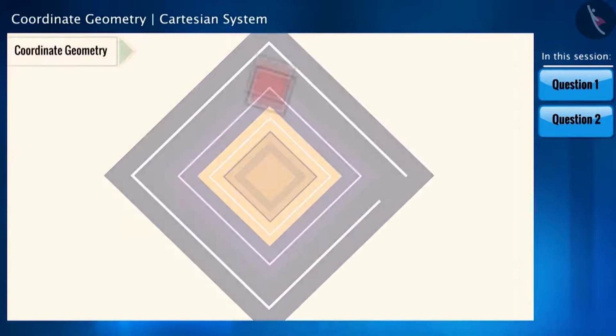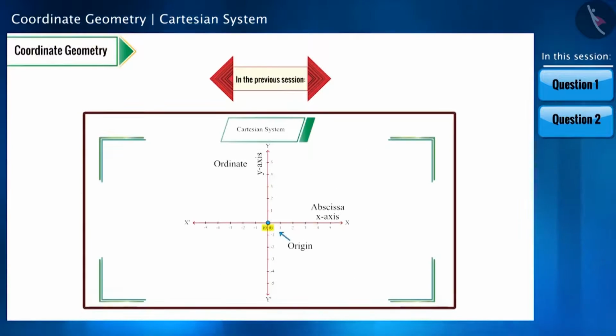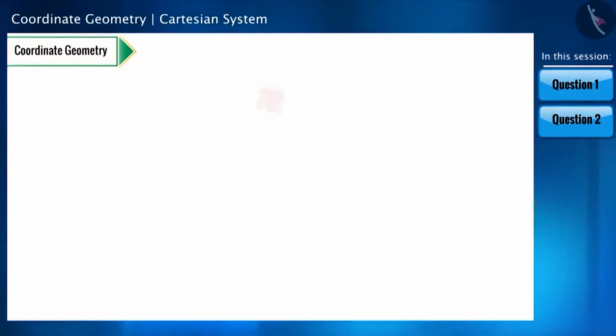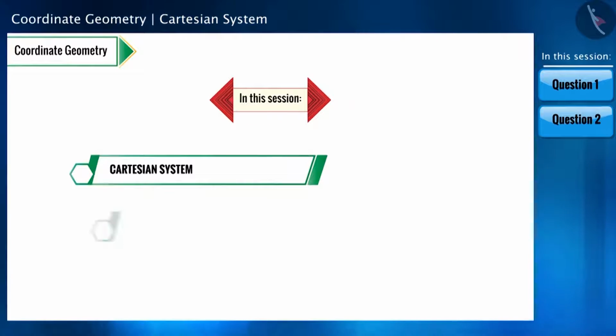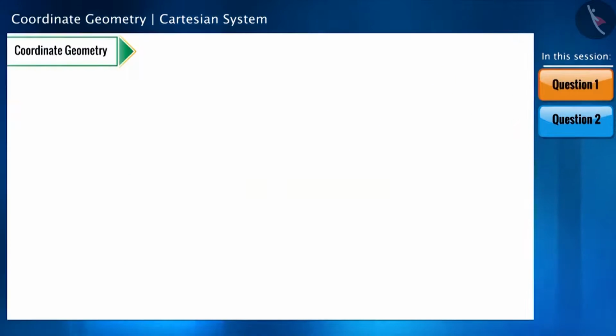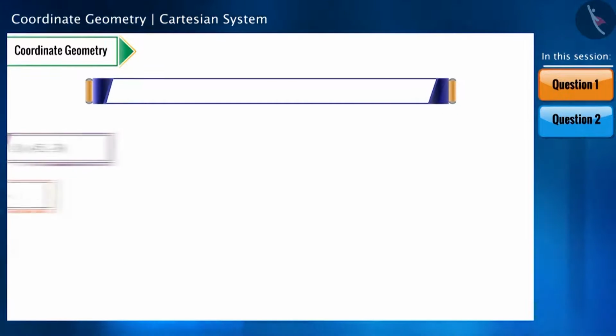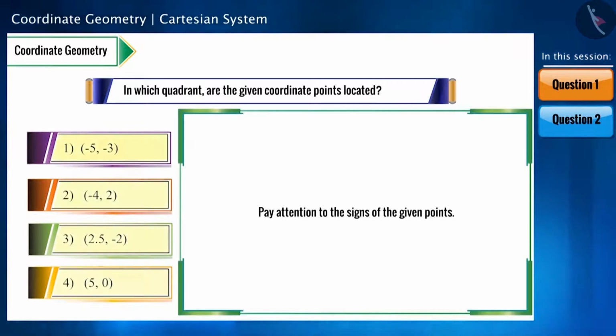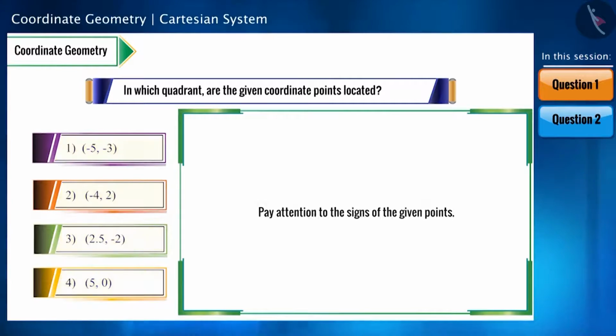In the previous video, we studied the facts related to the Cartesian system. Today we'll solve some questions based on the same. Let's take the first question. In which quadrant are the given coordinate points located? In such questions, pay attention only to the signs. We don't have to state the exact position of the points, but only in which quadrant they are.